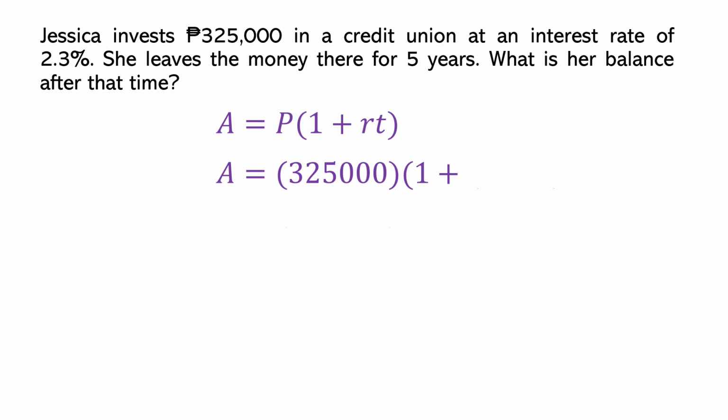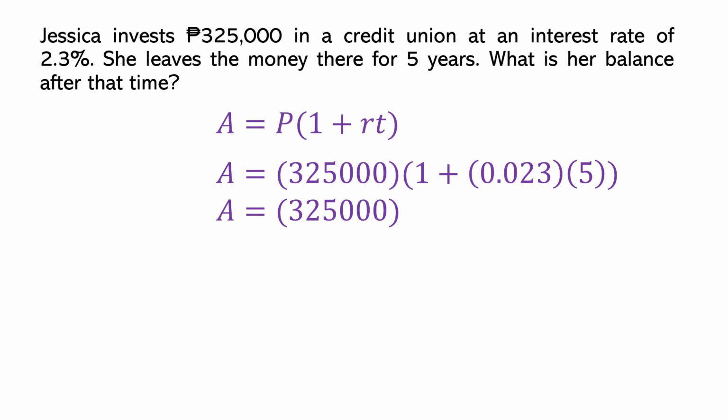So the R or the rate is 2.3%. To change it into decimal, you divide it by 100. So 2.3 divided by 100 is 0.023. And then the time is 5 for 5 years. So we're going to compute first what's inside the parentheses. 325,000, we'll just copy it. And the one inside is 1 plus 0.023 times 5.